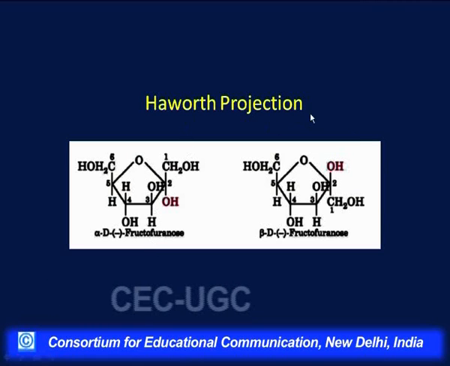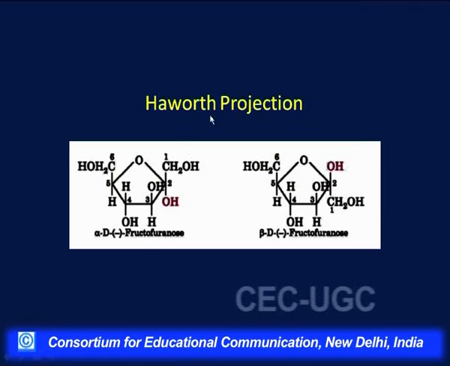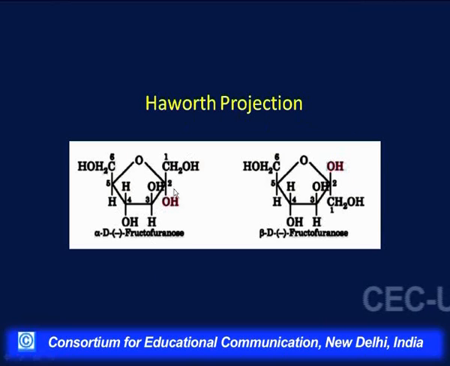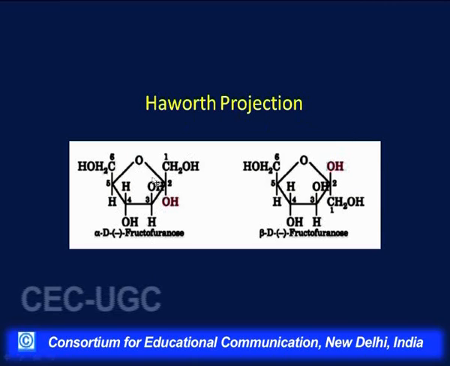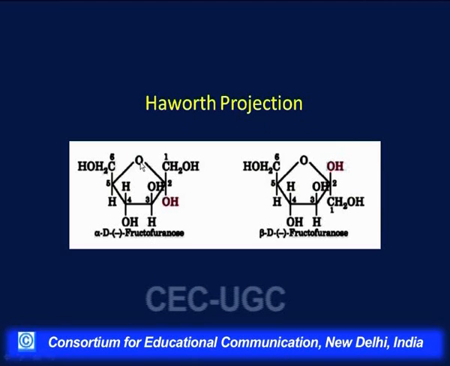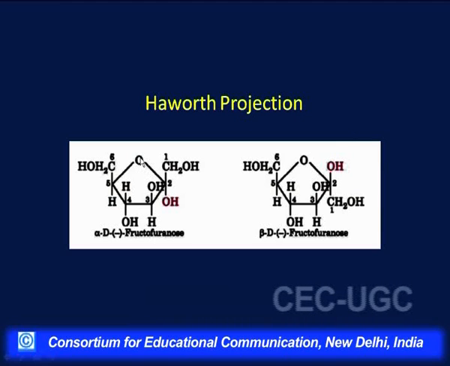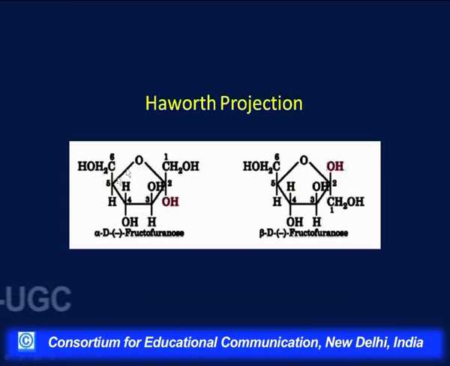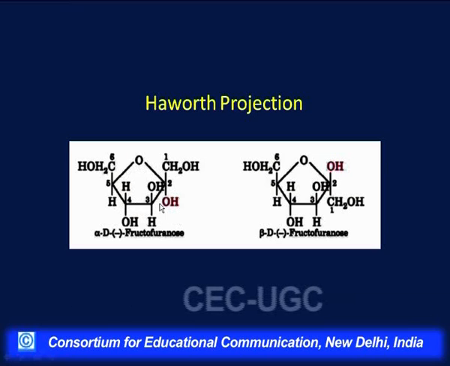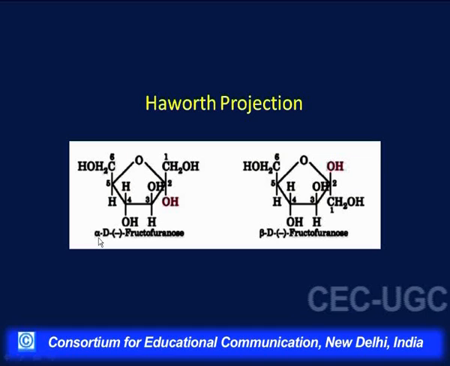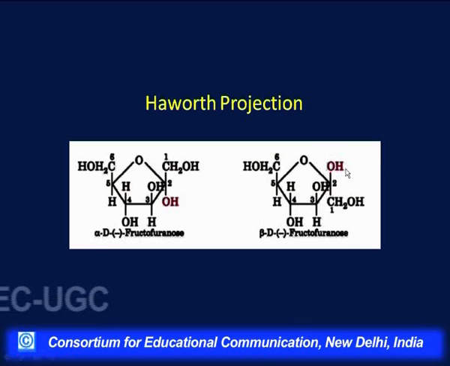Now, the Haworth projection for D-fructose is written like this. Again, remember, from the oxygen, the lower number of carbon, that is, instead of 1 in the case of glucose, it is carbon number 2 in the case of fructose, and it is numbered from this side 2, 3, 4 and 5, they are forming the ring. Carbon number 2 having hydroxyl below the plane is obviously the alpha form, and hydroxyl above the plane is the beta form.